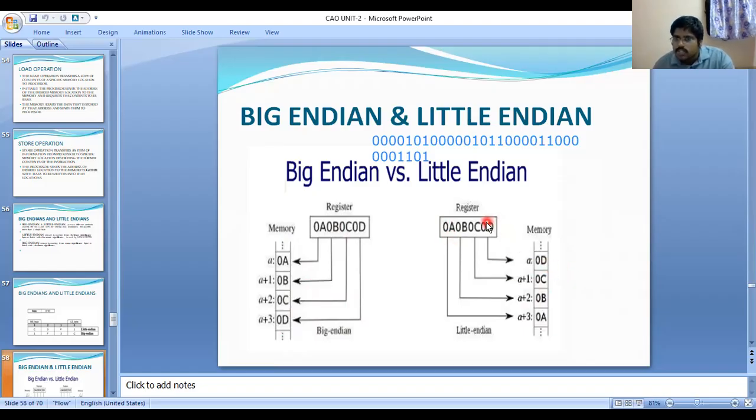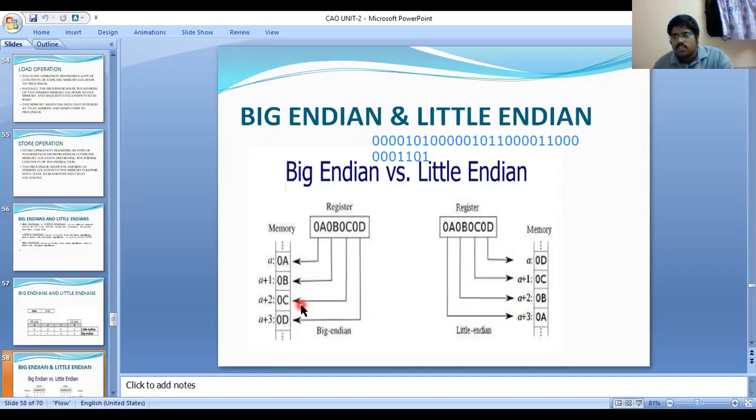Here, what is going to be stored in the first memory location? The least significant byte, not the most significant byte. The least significant byte that is present there is 0D. This is going to be stored in the first memory location. The next 03 is going to be stored in the next memory location. The next 0B is going to be stored in the next memory location, and 0A in the last memory location.